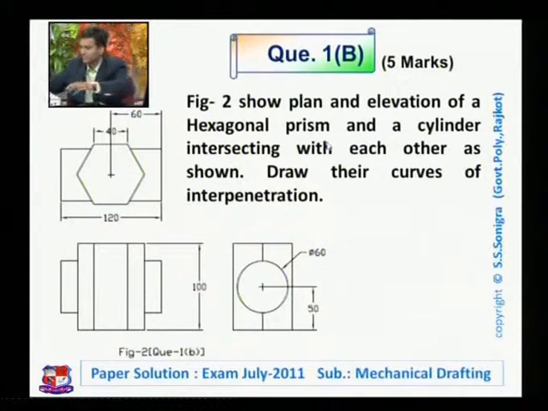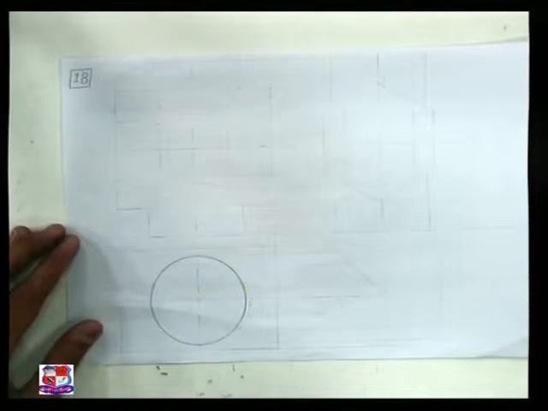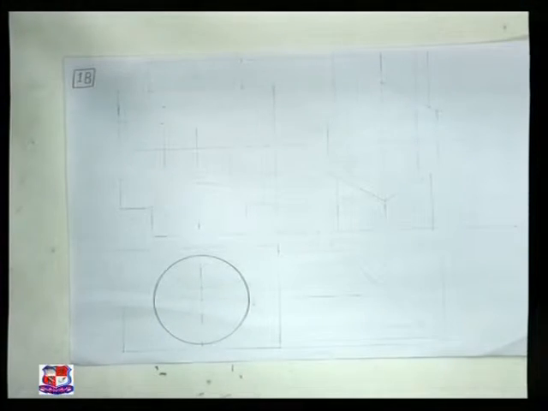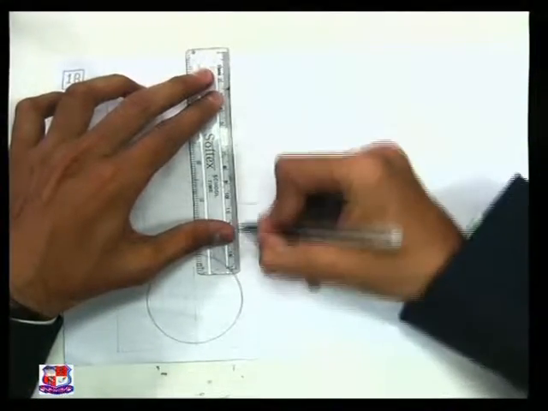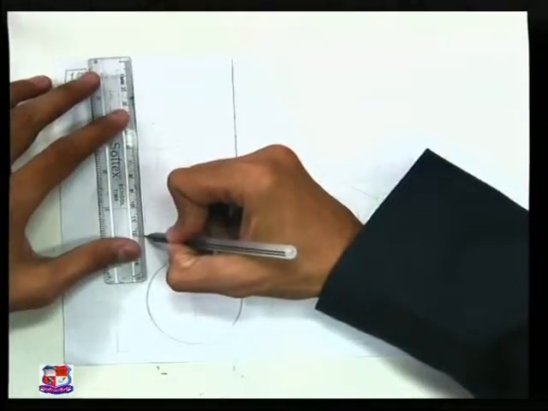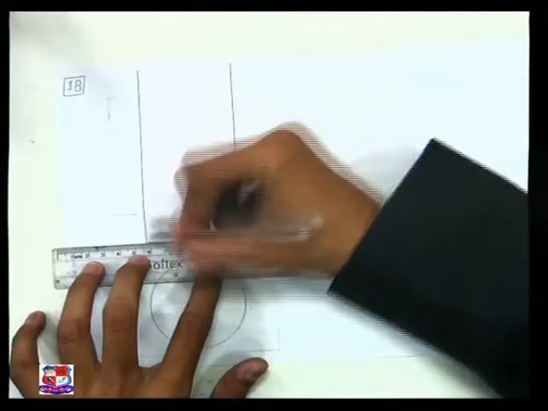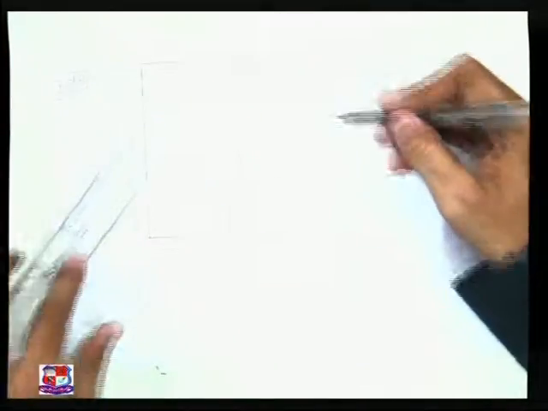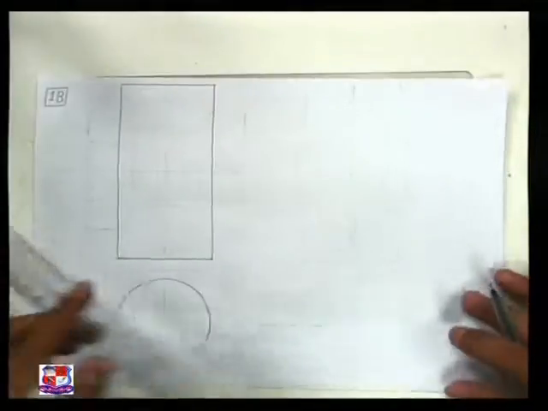Let me draw this given case. Here the case is given like this. For that, first we draw a circle of the given diameter, and from that draw vertical lines to show the front view of the given cylinder. This is a cylinder which is given to us of diameter 60 mm, and the side view of this cylinder.